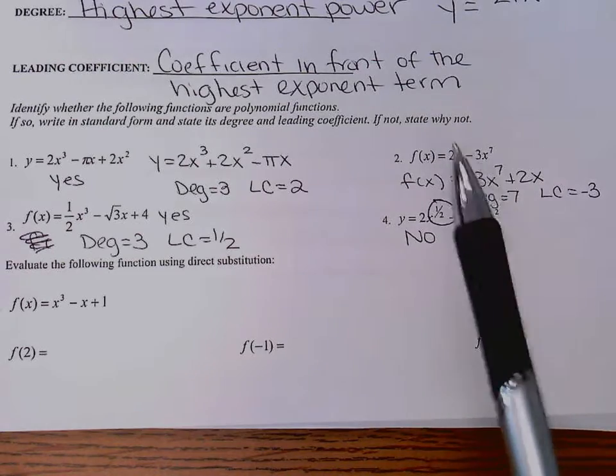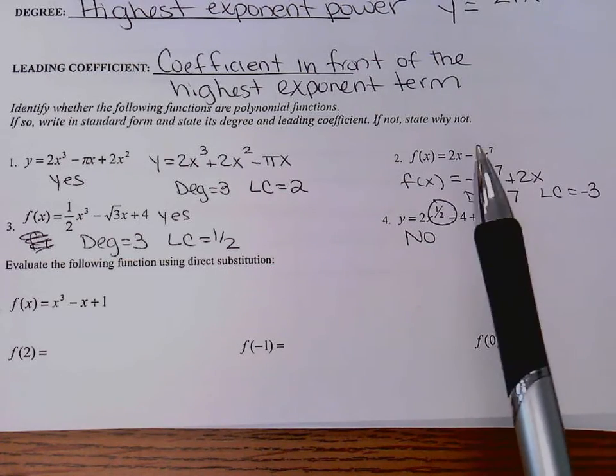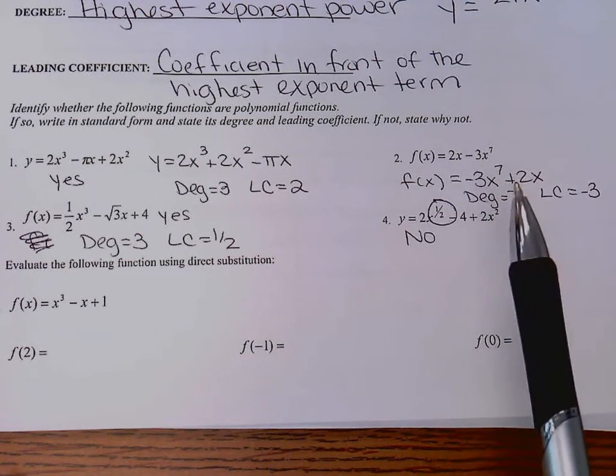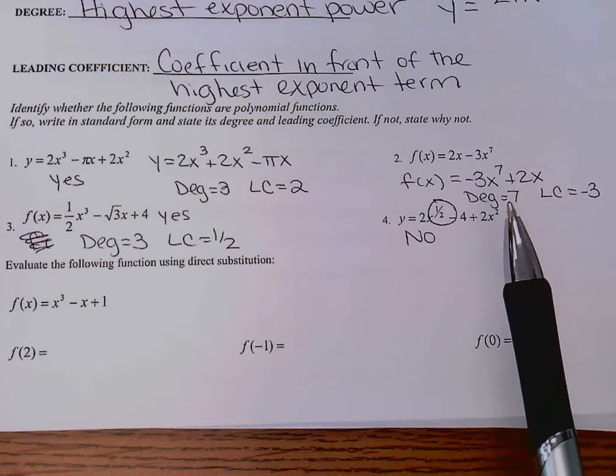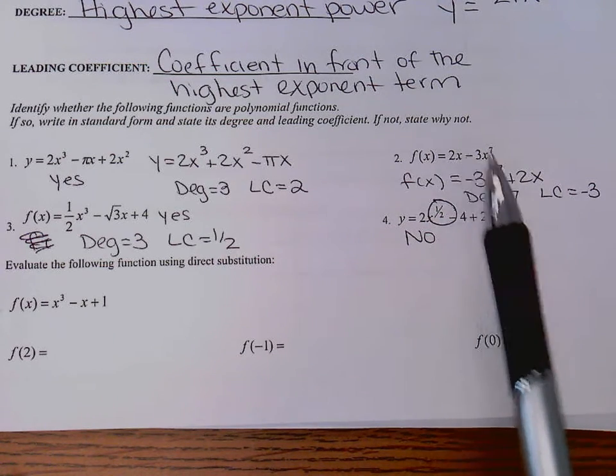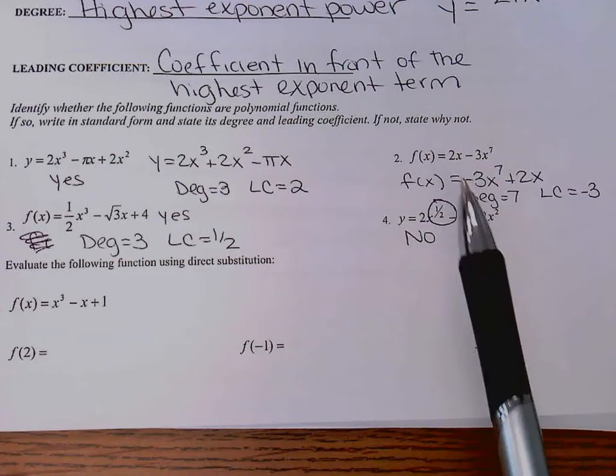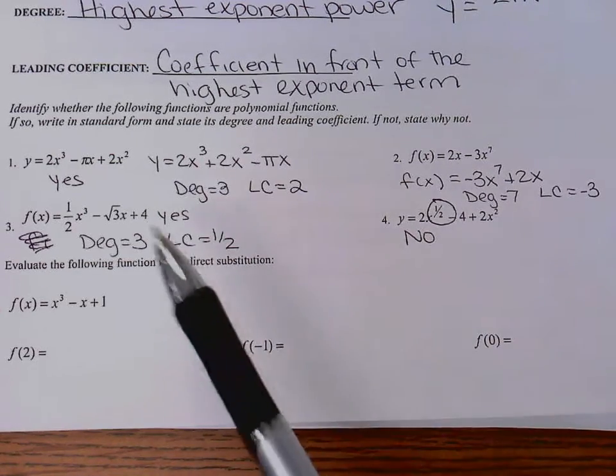Number 2, it's fine. It just was not in standard form. Just have to rearrange it. So the degree is 7, and the new leading coefficient for standard form is -3 is the correct answer.